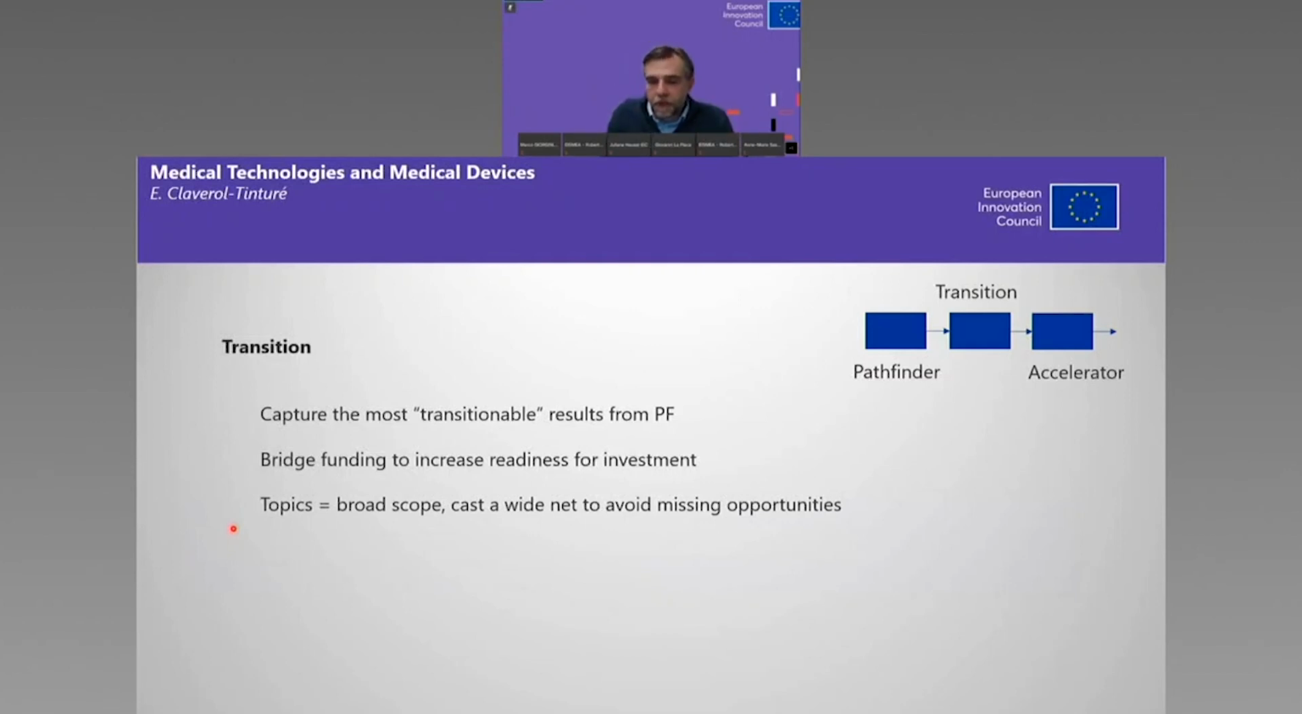So the agency created the concept of Transition, and this is a 2.5 million grant, bridge funding that increases the readiness for investment. And you have two to three years to refine the technology that you are supposed to already have. And this is really, really critical.